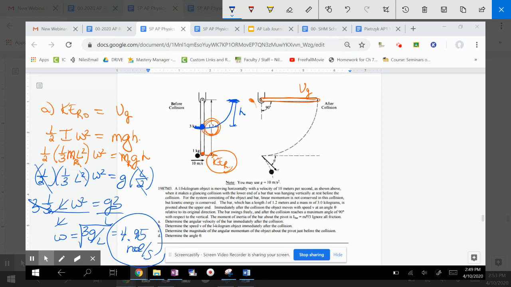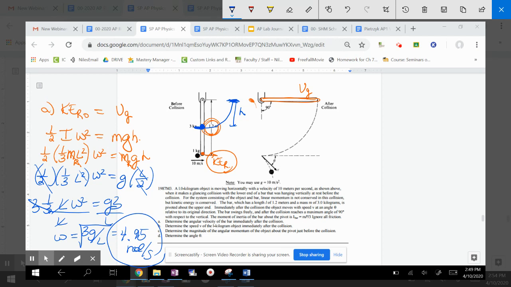Okay. So for part B, determine the speed v of the 1 kilogram object immediately after the collision. Okay, so now I have an energy problem. And if you remember, in the beginning of the problem, it said kinetic energy is conserved. Okay, so what type of kinetic energy do I have?